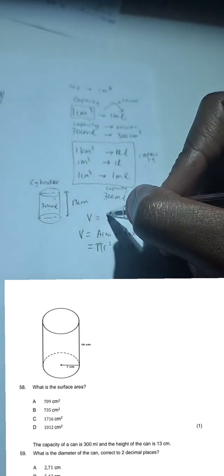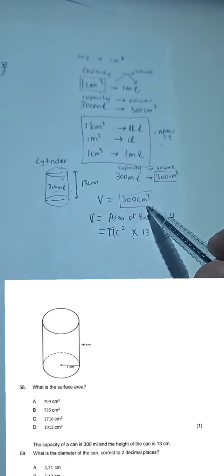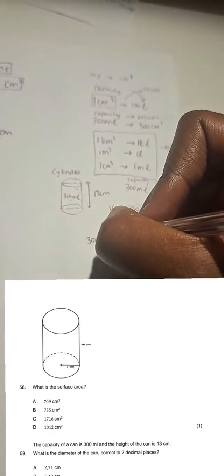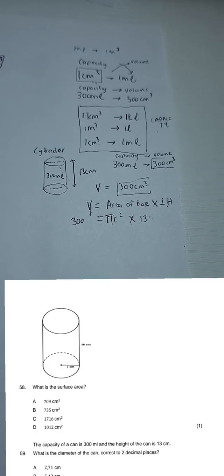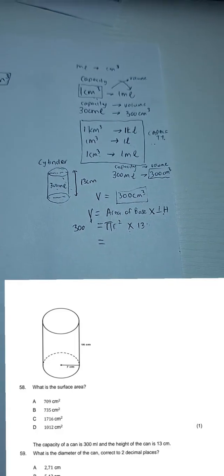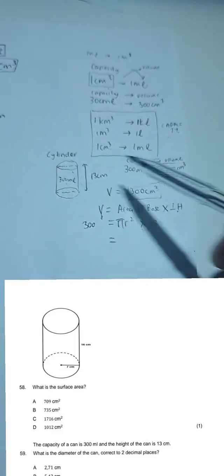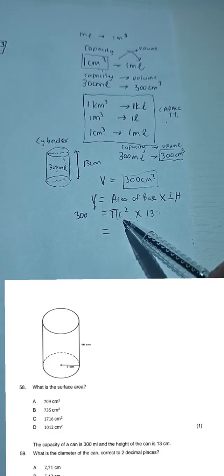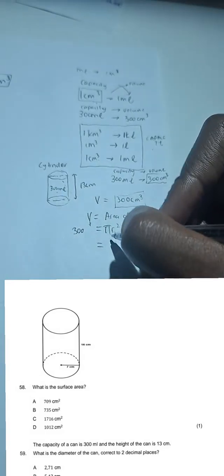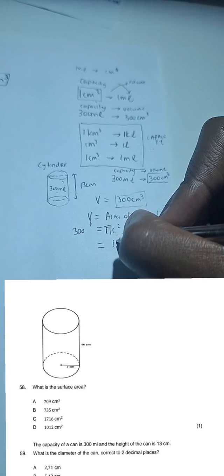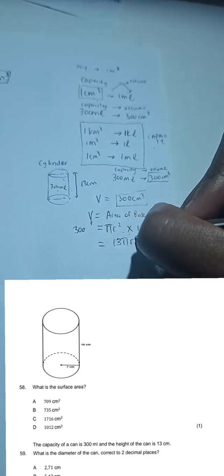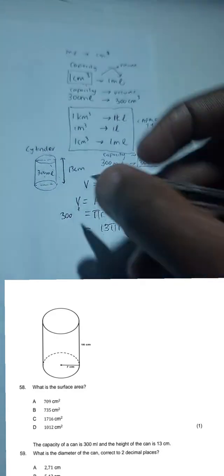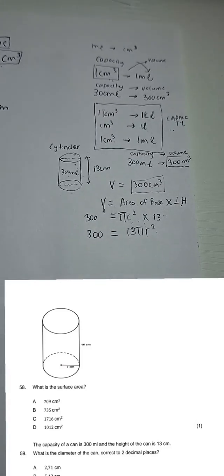But remember, we said that the volume is 300 centimeters cubed. So it means we can substitute 300 in the place of V. Okay? Then what do we want? We want the diameter of this particular can. So to do that, we are going to calculate the unknown r. So let's go. We multiply the pi r squared with 13, it becomes 13 pi r squared is equal to 300.